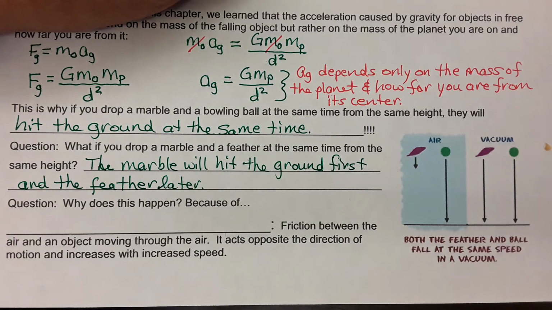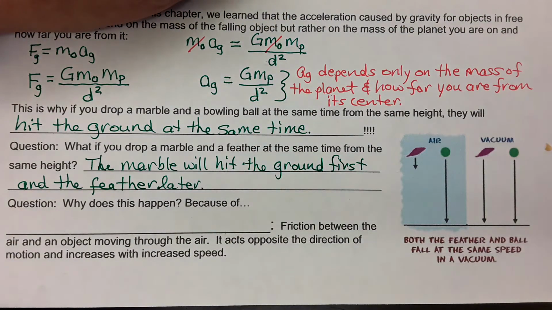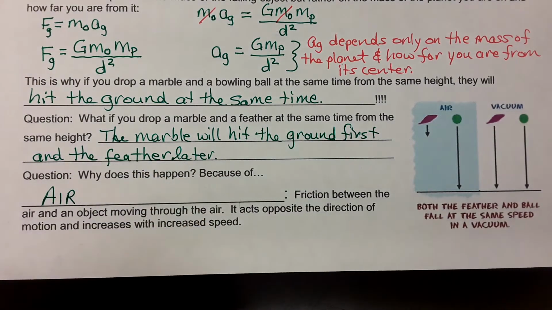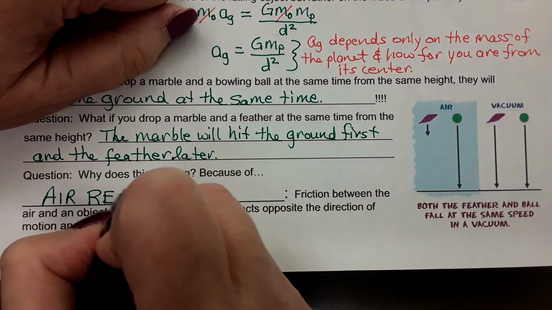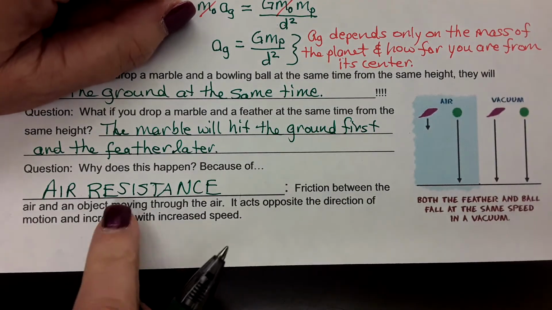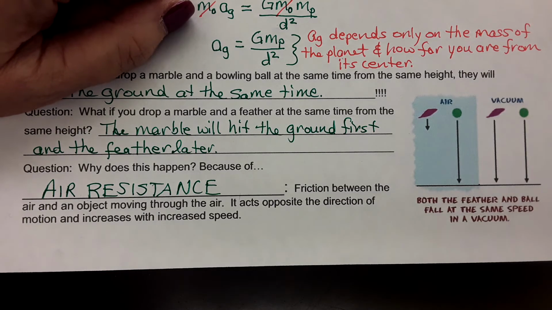Okay? So a feather, instead of falling straight down like a marble will, kind of wafts its way down, doesn't it? It doesn't fall straight down. Now, why do you think this happens? Well, it happens because of air resistance. You see, on Earth we have an atmosphere, thank goodness, because we need to breathe in order to live. But that atmosphere produces air resistance. Air resistance is simply friction between the air and an object moving through the air, and it always acts opposite the direction of motion, and it increases with increased speed.